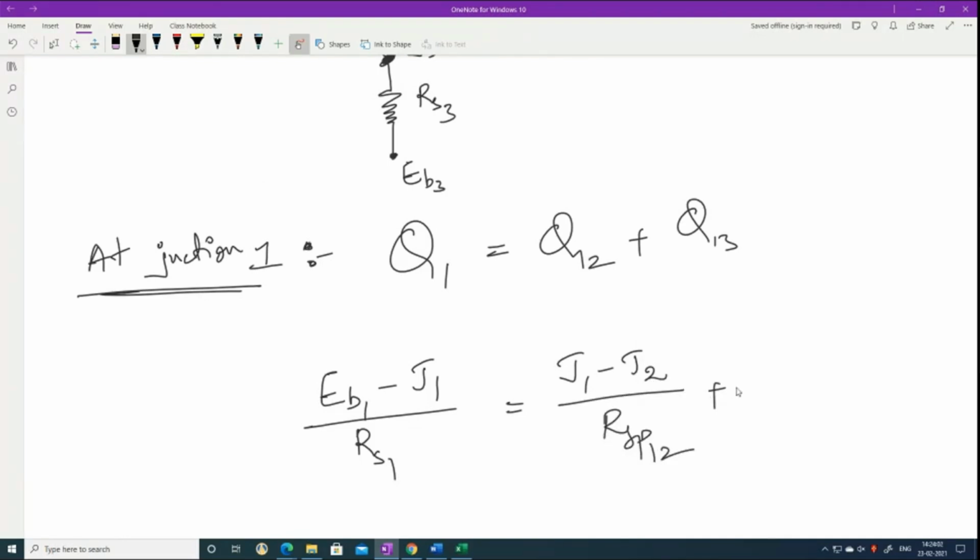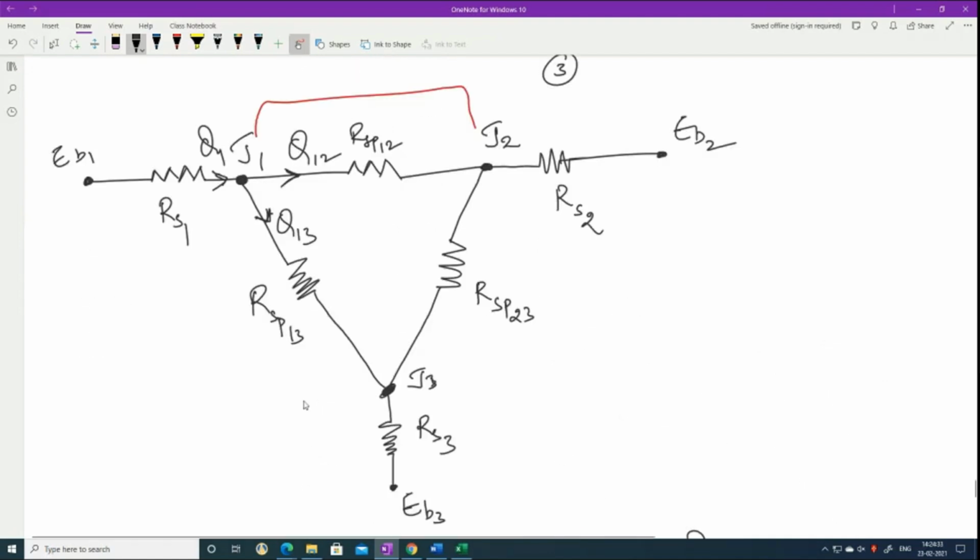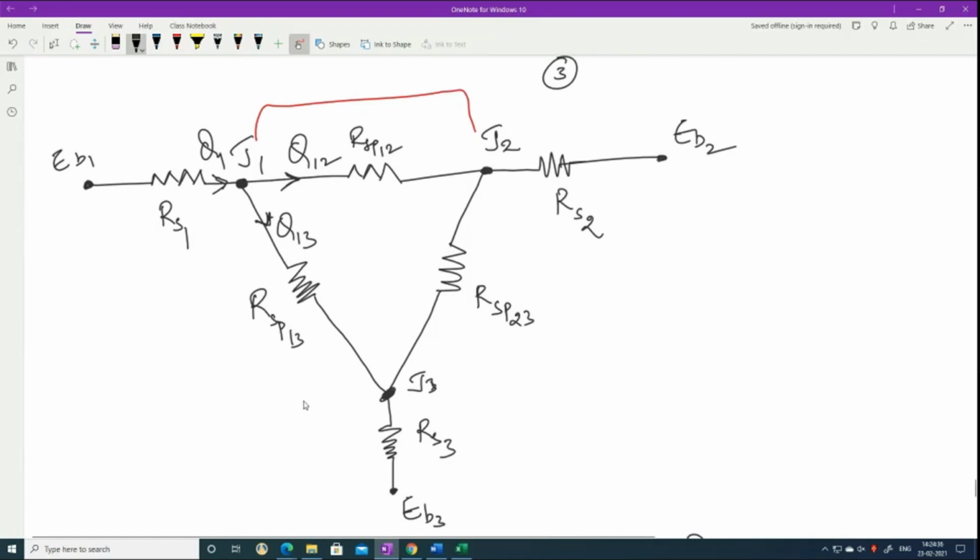What will be the case for Q13? It is J1 minus J3 by RSP13. Simple thing is you remember these 1, 2. 1 minus 2 you have to write here, and in the denominator also you will get 1, 2. Here 1, 3 you have: J1, J3, and in the denominator also the same thing. So this is a very important energy balance equation while you solve problems based on this. That is the junction 1 story.